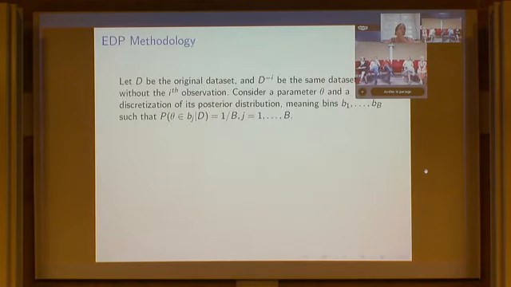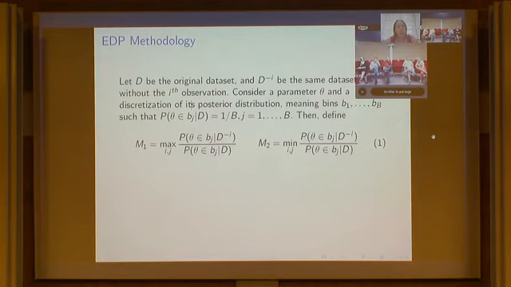So here's what empirical differential privacy does. You think about your original data set, and then you consider all data sets where you would remove one observation. Okay? So those are D minus i. And then consider one parameter theta that you're interested in. Then you have to discretize its posterior distribution into bins, and you want the bins to have equal probability. So you make these bins B1 to BB such that the posterior probability, given your original data set, that theta is in any bin is 1 over B.